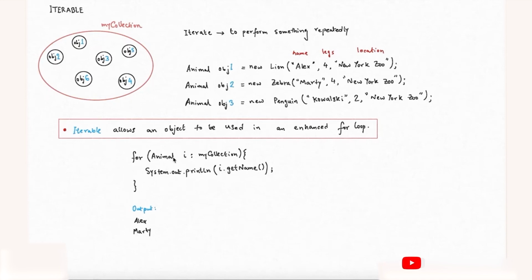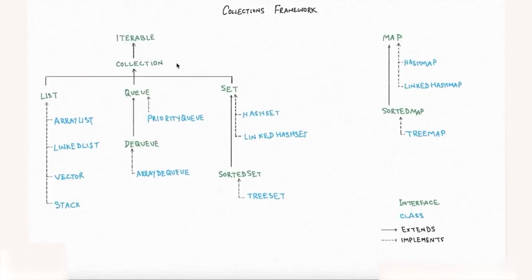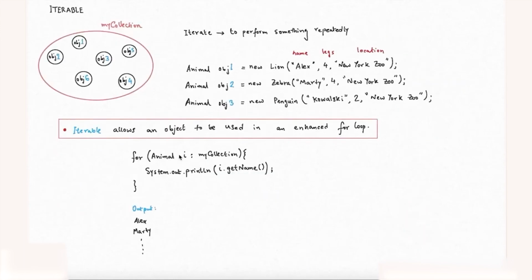Then it goes back here again and takes the third object in my collection. And it keeps on going until all the objects in my collection have been iterated through, and it will keep on printing all the names. We can use the enhanced for loop for all the structures that we saw in our first tree. You must have noticed that we have two different trees here, and iterable is the root of this first tree. So iterable allows an object to be used in an enhanced for loop for all of these structures in this tree. So this is the first thing that iterable allows us to do.